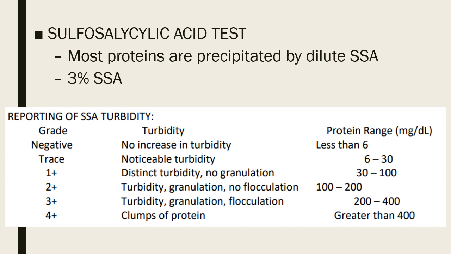For the reporting, negative means there is no increase in turbidity. Trace is a noticeable turbidity. Positive 1 is distinct turbidity, with the range of quantitative amount of protein present. Turbidity with granulation and no flocculation is at 100 to 200. For 2 plus, turbidity with granulation and flocculation is observed. 3 plus gives you 200 to 400. And clumps of protein, that is 4 plus, means the protein content is greater than 400. Again, your SSA utilizes 3% sulfosalicylic acid.